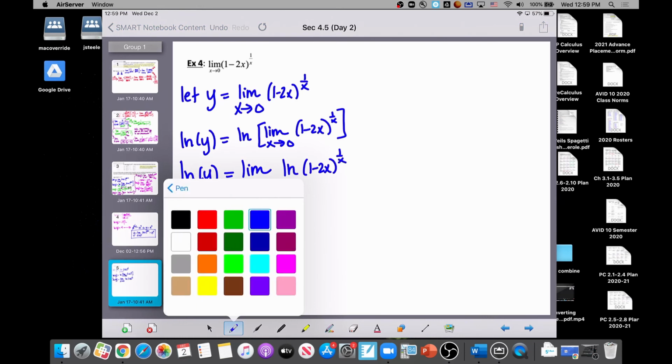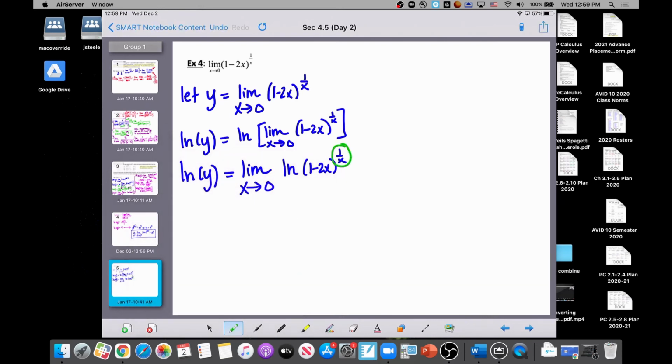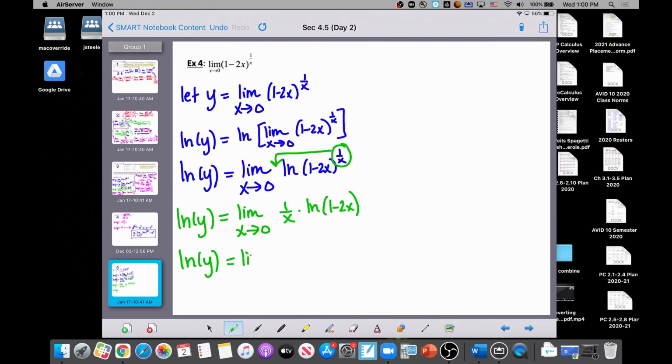And now we're going to use the properties of logarithms to bring that 1 over x power in front of the log. So natural log y is equal to the limit as x approaches 0 of 1 over x times ln of (1 minus 2x). And multiplying by 1 over x is the same as dividing by x, so I could just rewrite this so that it looks like a quotient. So natural log y is equal to the limit as x approaches 0 of, in my numerator, natural log of (1 minus 2x), and in my denominator, x.